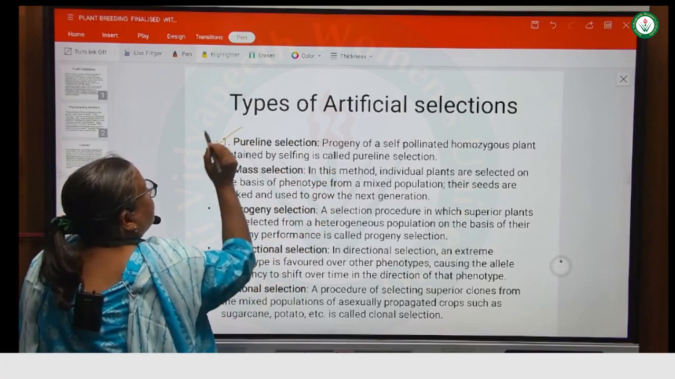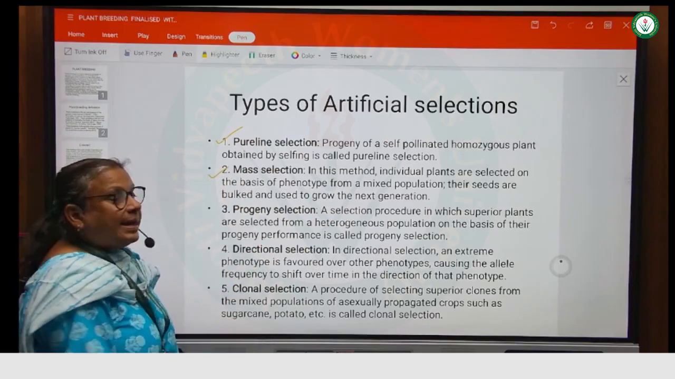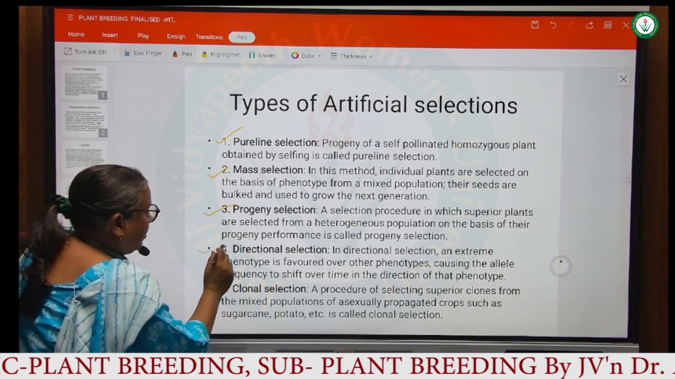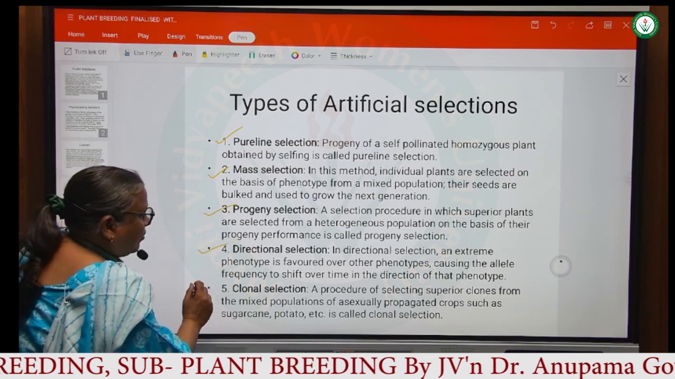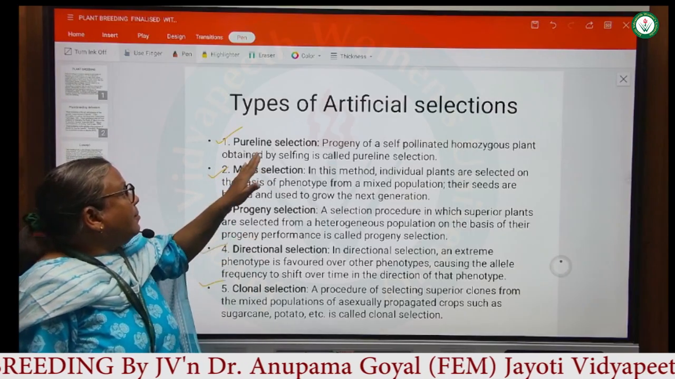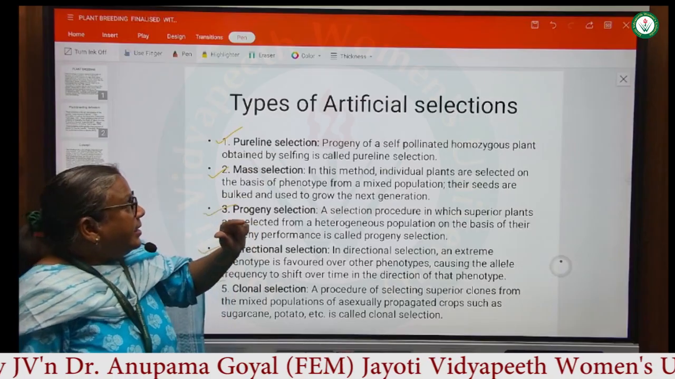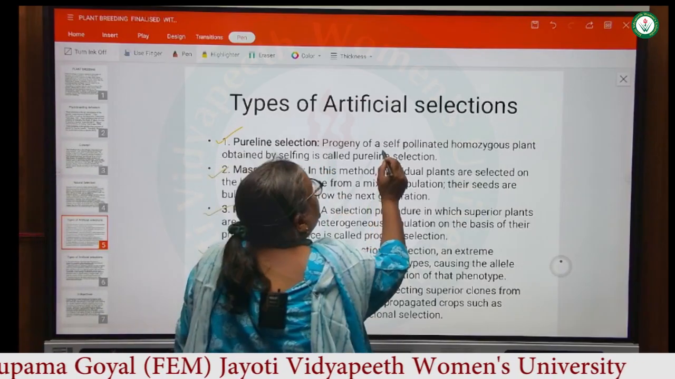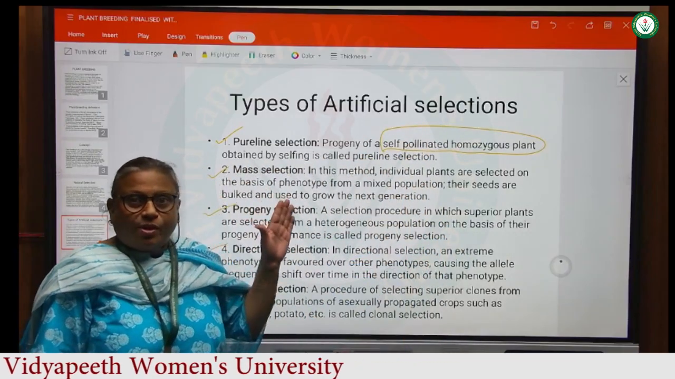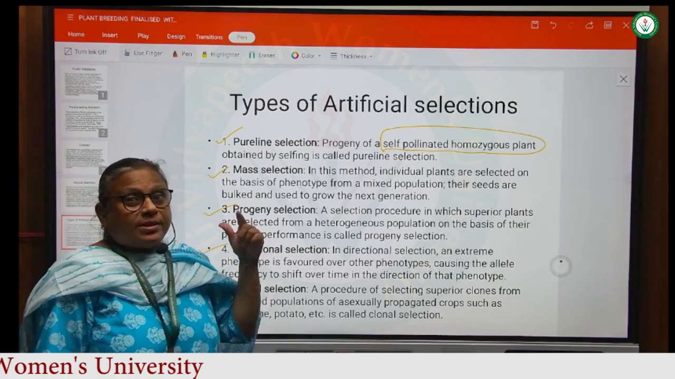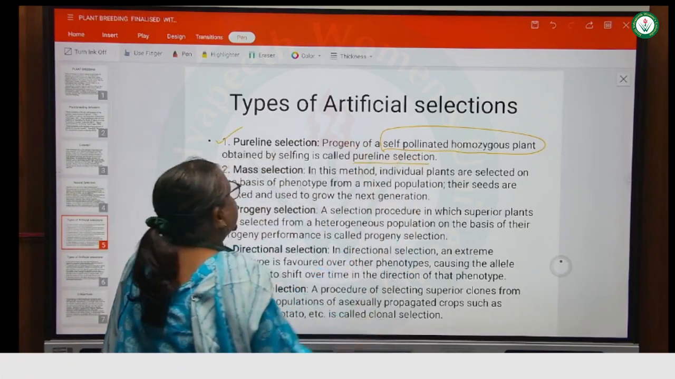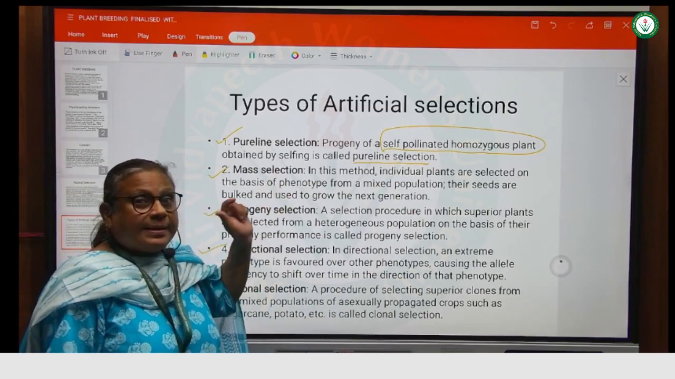First is the pure line selection, second is the mass selection, third is the progeny selection, fourth is the directional selection, and fifth is the clonal selection. Then one by one, what is pure line selection? In this, progeny of a self-pollinated homozygous plant is obtained by selfing, and because it is obtained by selfing, it is called pure line selection. Now what is mass selection?